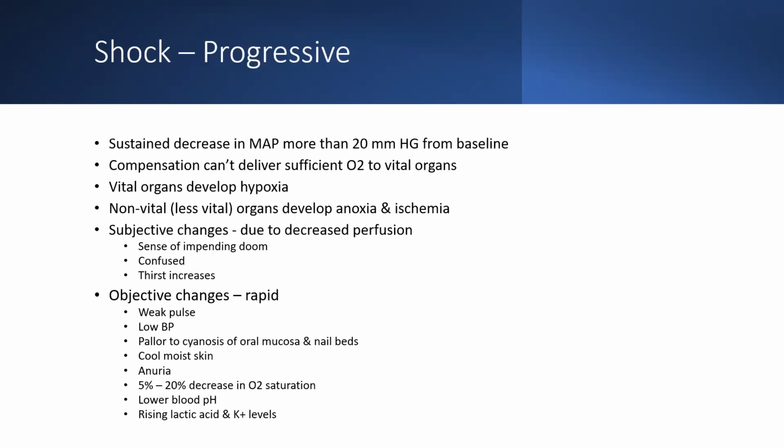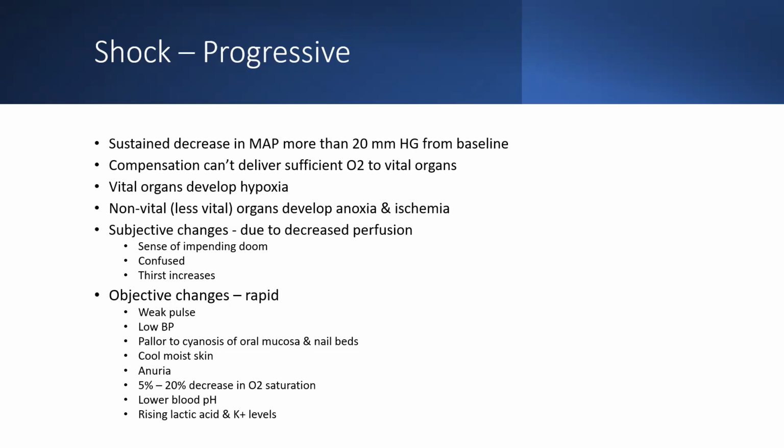And then the progressive stage. So now your mean arterial pressure is sustained more, 20 millimeters of mercury less from that baseline. Now the compensation cannot deliver sufficient oxygen to your vital organs. So those vital organs become hypoxic. With hypoxia, what happens?